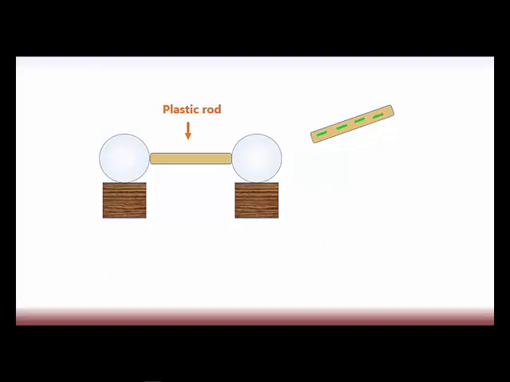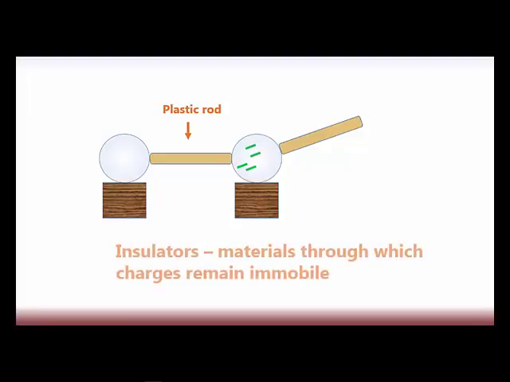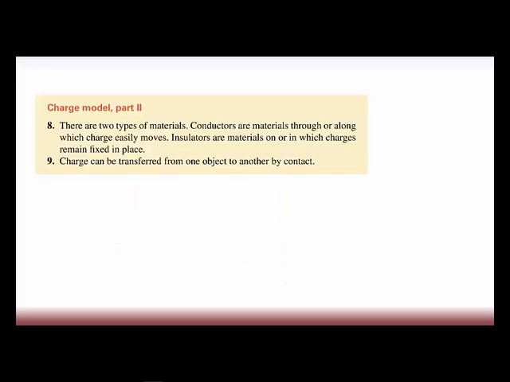Now the metal rod between the 2 spheres has been replaced with a plastic rod. When the charged rod is brought close, the charges only travel to the first sphere. The plastic rod is an insulator. Now we have the second part to our charge model. Take a second and read through this material. You will be responsible for it.